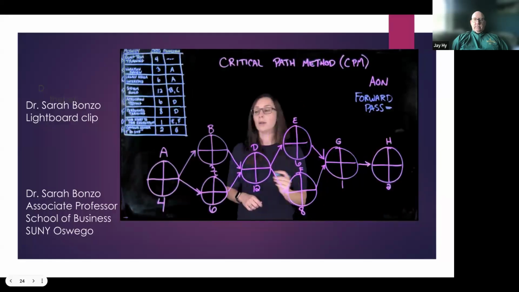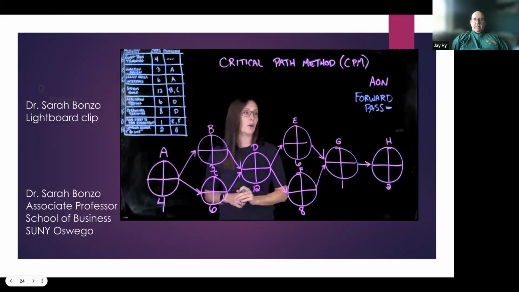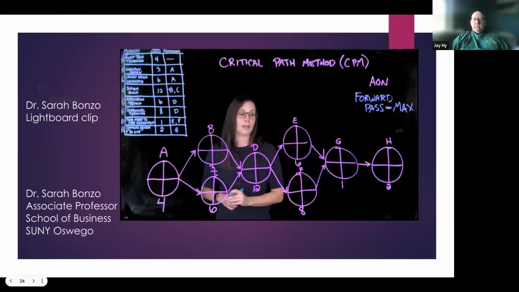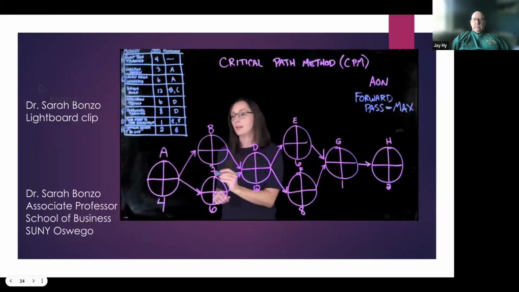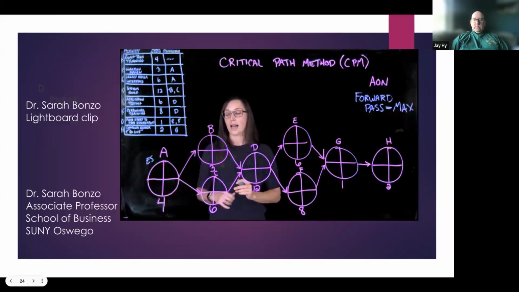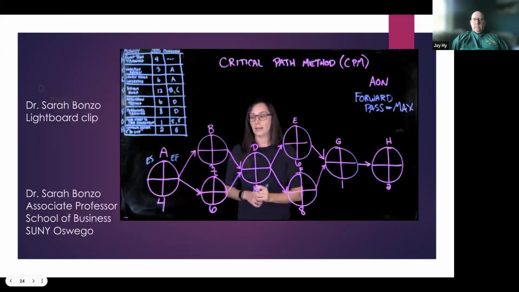And here, when we do the forward pass, we're going to be filling out the top two quadrants in each node. And we're going to use a max rule to help us fill out these top two quadrants. This is going to be the earliest start time of this activity. And this is going to be the earliest possible time we can finish this activity.